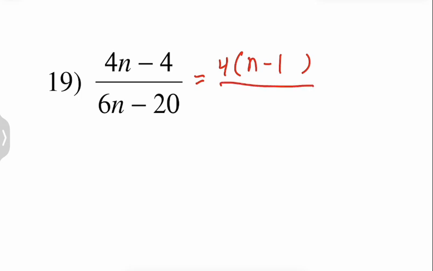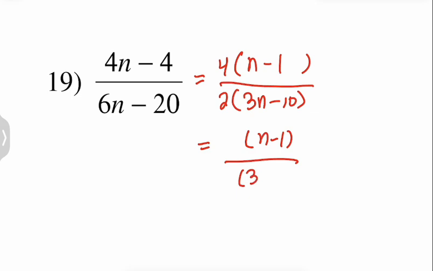Both the pieces in the bottom are divisible by 2. So we get 3n minus 10. And we're going to check two things for our final answer. The n minus 1 and the 3n minus 10 are not common factors. They have to be perfect matches. They're not. There's nothing we can do. We're going to leave those. So I know my answer is going to contain an n minus 1 and a 3n minus 10. It is what it is.